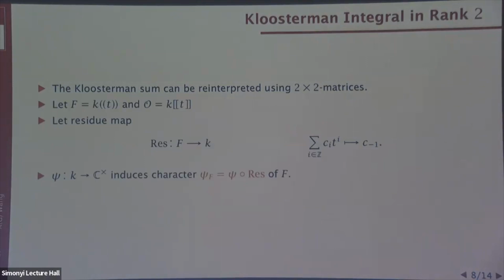In this way, the additive character psi, composed with the residue map, will induce another character of F. And the last one is not so important. It's just that later I'll introduce some integrals, and this is because the integral can be defined up to a constant scalar, so this is a way to normalize it.